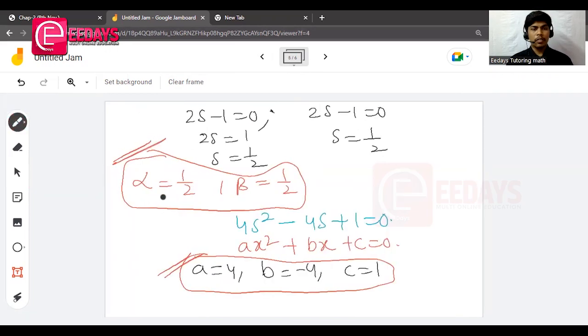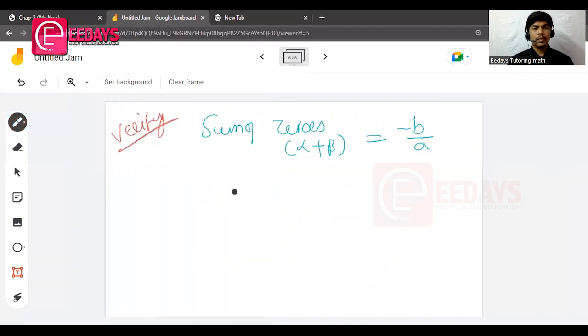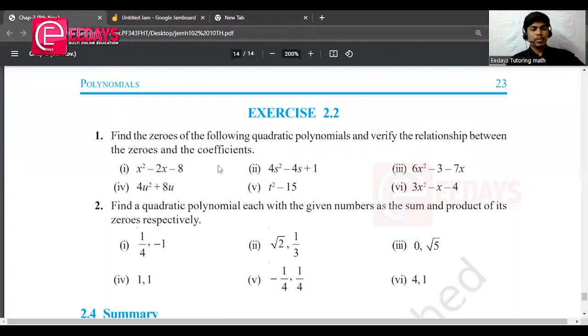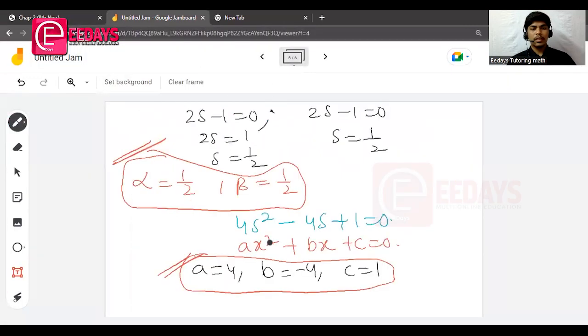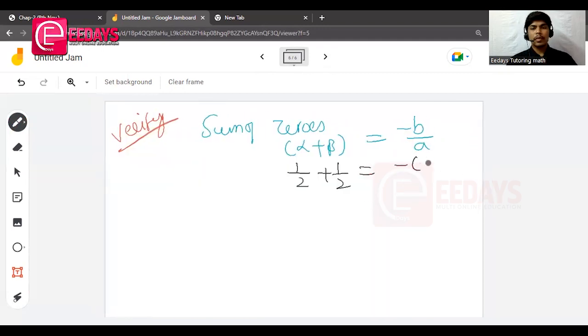Just now we got the alpha beta values. What are they? 1 by 2, 1 by 2. So 1 by 2 plus 1 by 2 is equal to minus b by a. Here b is minus 4 and a is 4. So minus of minus 4 by 4. Half plus half is 1, and minus into minus is plus 4 by 4. The 4s get cancelled, you'll get 1 is equal to 1. So we have to prove like this.